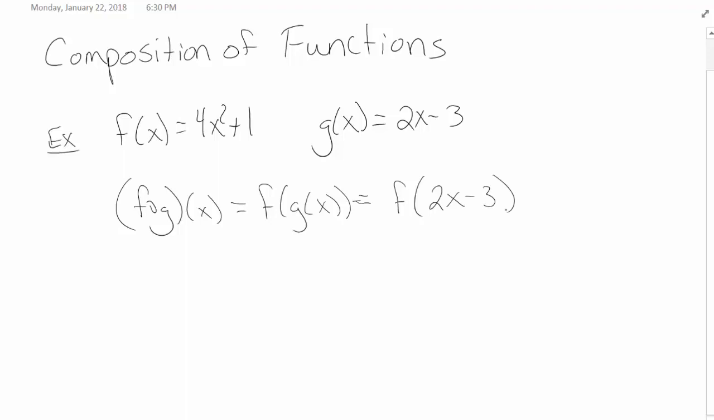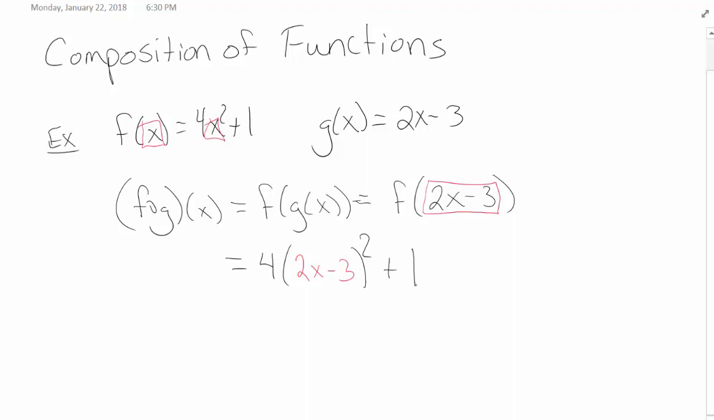So this next part, I'm going to take 2x minus 3, and I'm going to plug it into f. F is a function that whatever you give it, it squares it, and then it multiplies by 4, and then adds 1. So this is going to look like 4 times what I gave it, and I gave it 2x minus 3. That whole thing is going to be squared, and then I'm going to add 1. So that's what it is.